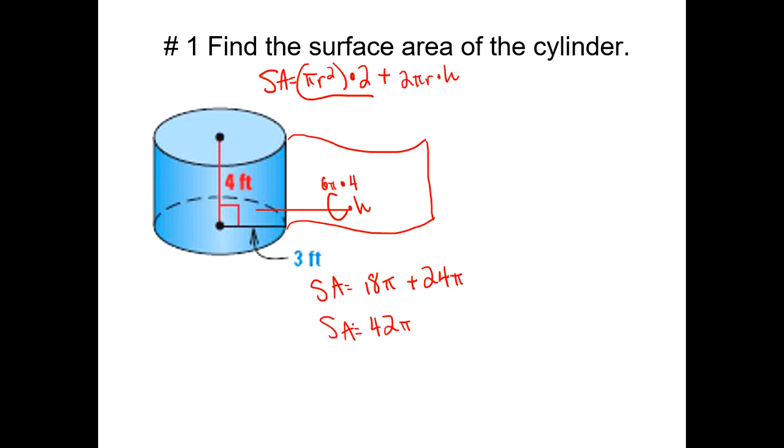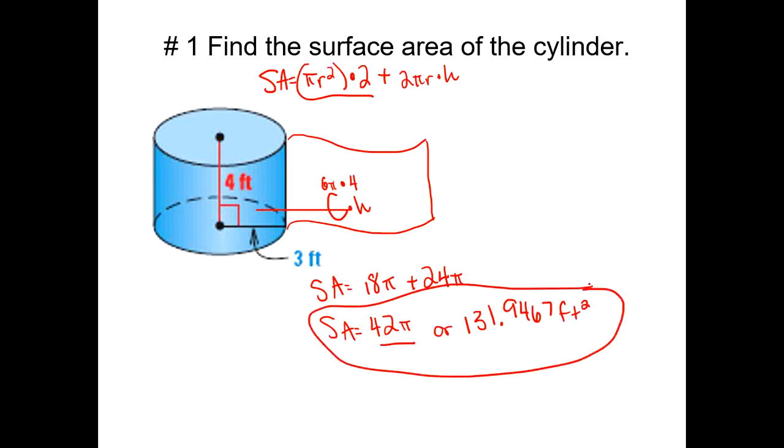But nobody talks about how they need 42 pi feet squared of wrapping paper for their Christmas presents. So for the sake of our homeworks and our tests and all that stuff, you can choose whether you want to keep it in pi, or if you want to use the decimal. Sometimes I only keep the final answer in pi to prepare you for standardized testing like the ACT or the ACT Aspire, okay? But if we were to actually plug into our calculator 42 times the pi button, our decimal would be 131.9467 feet squared. So that's our surface area. Remember, surface area is in squared units.